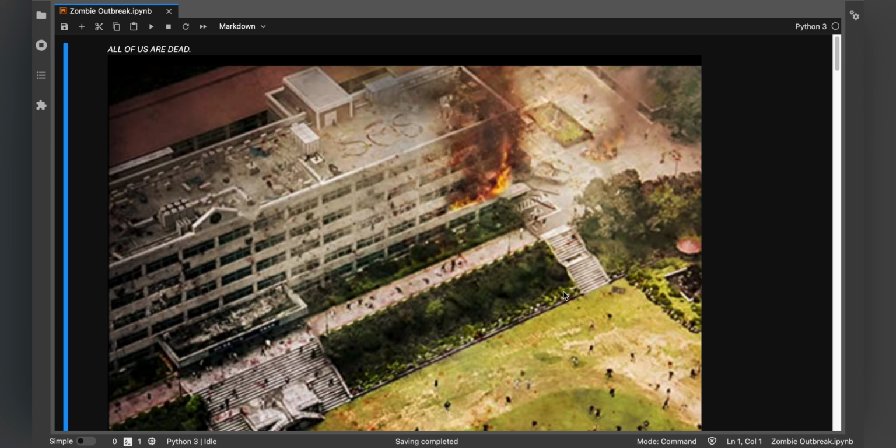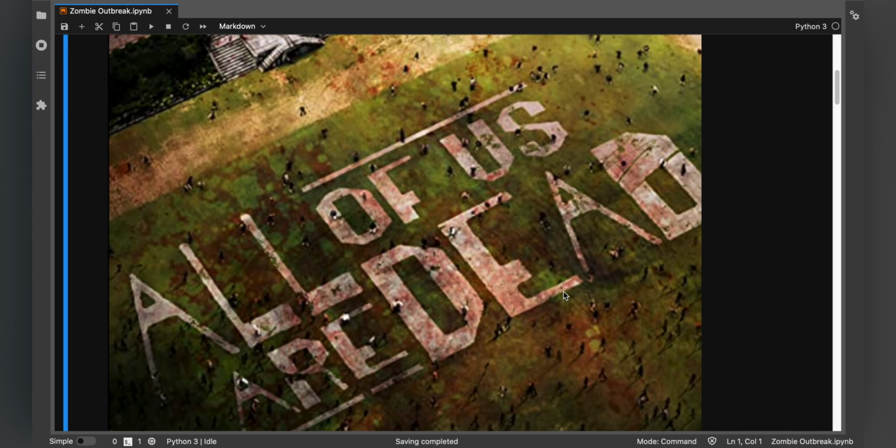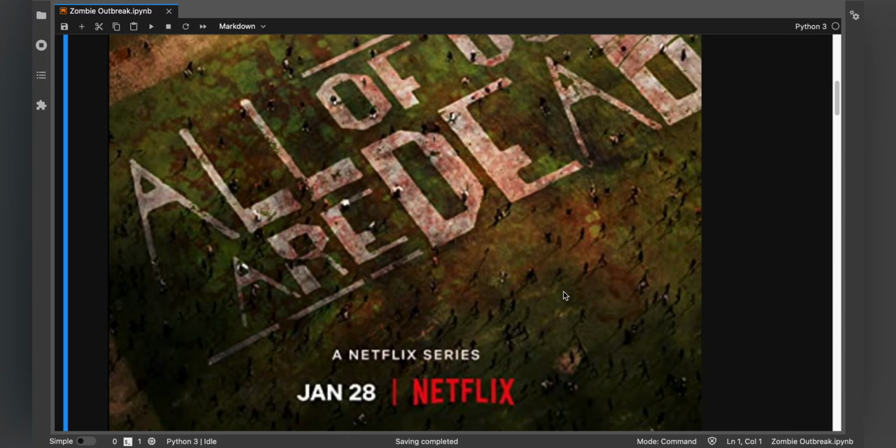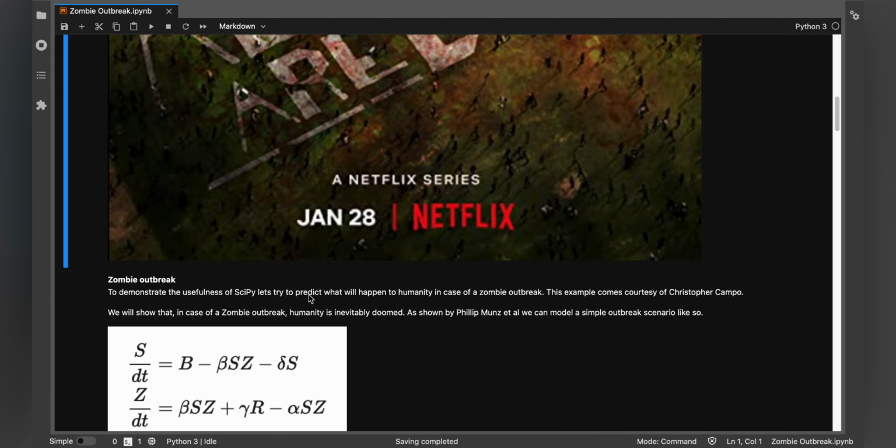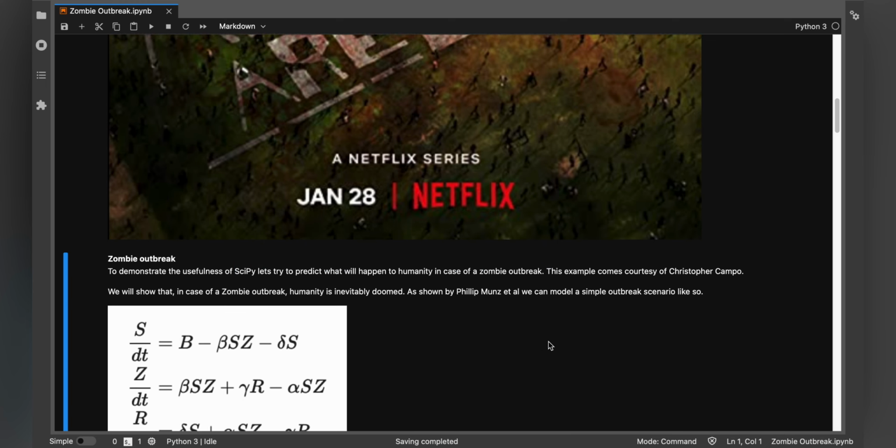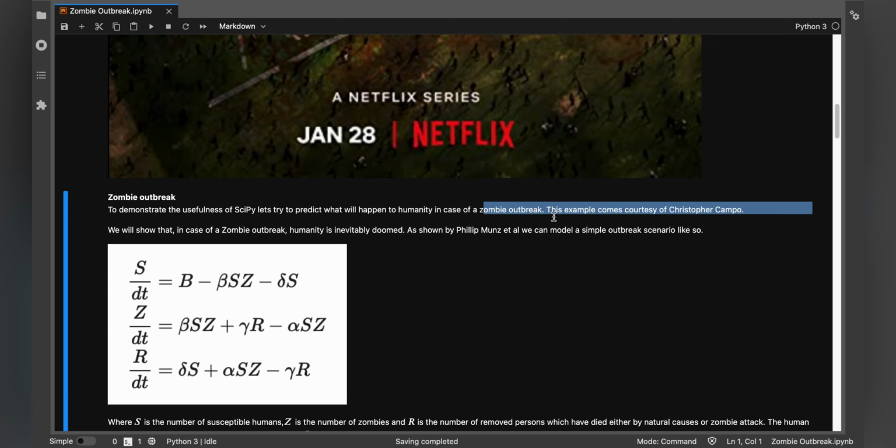So after having a look at the clip, you are now familiar with the plot, okay? So in this tutorial we are going to use the SciPy module to predict the fate of humanity in case of a zombie outbreak. So the following model is taken from Philip Munz et al.